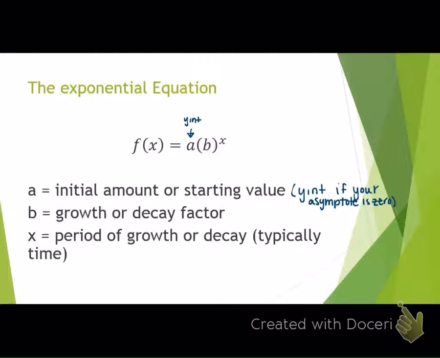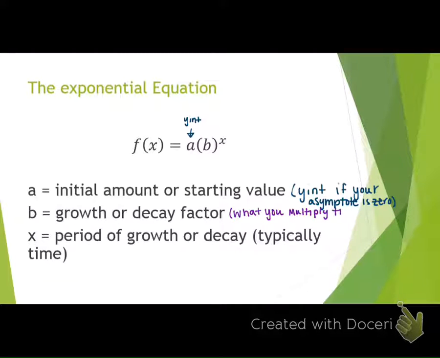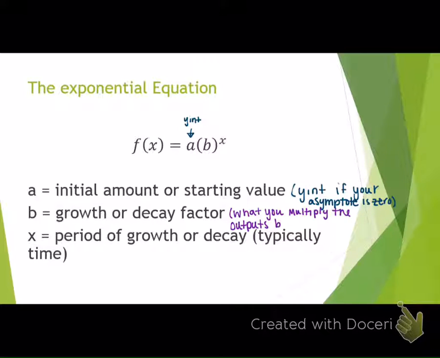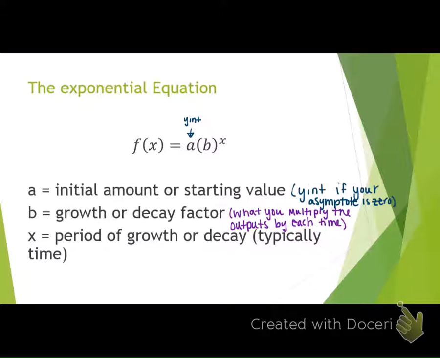b is your growth or decay factor. It's what you multiply by each time. Remember, division must be changed to multiplication by multiplying by the reciprocal.